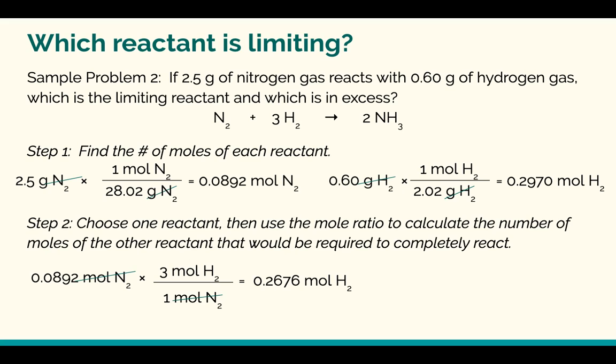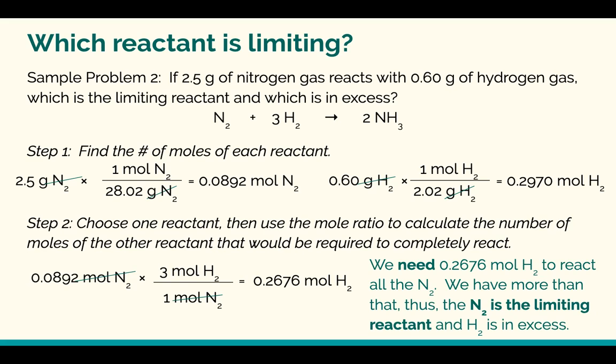So then you compare. So this is the amount we need. We have 0.2970 moles of hydrogen, which means we have more than enough, and nitrogen is going to be the one that's going to run out first. So nitrogen is the limiting reactant, and hydrogen is in excess.